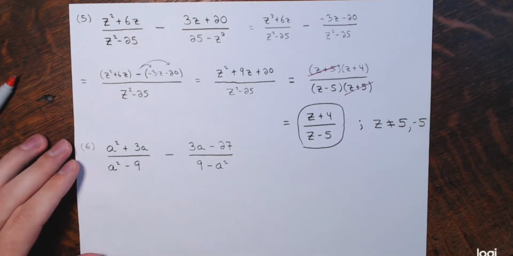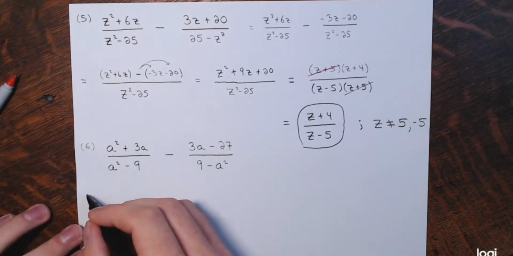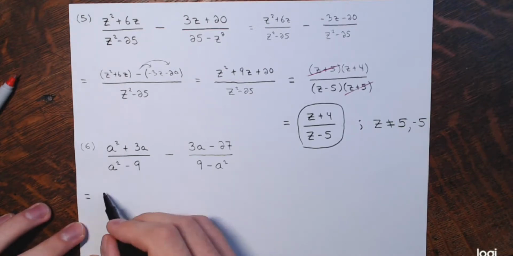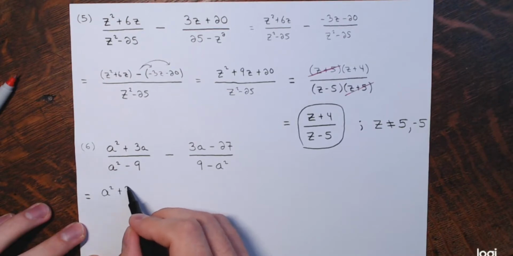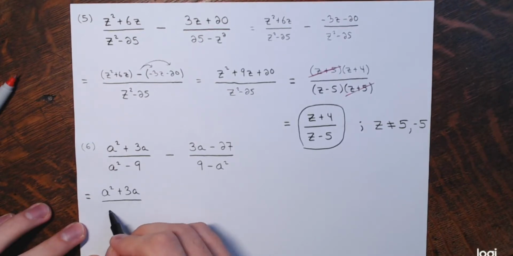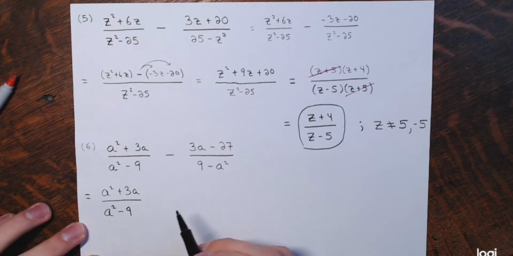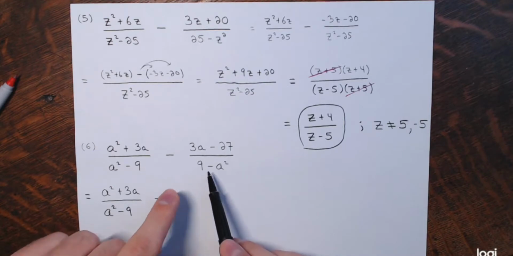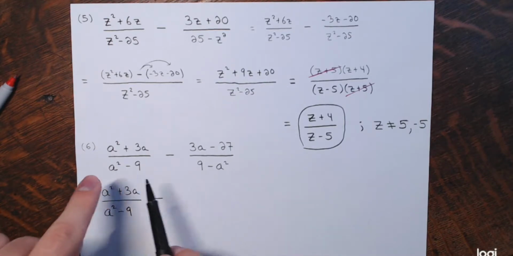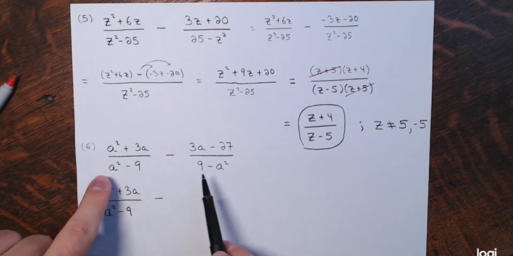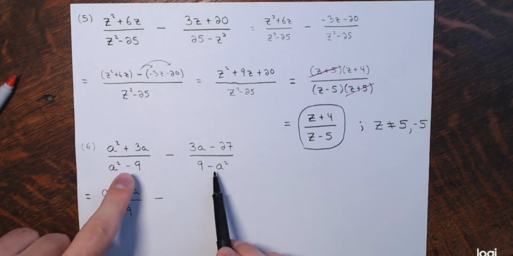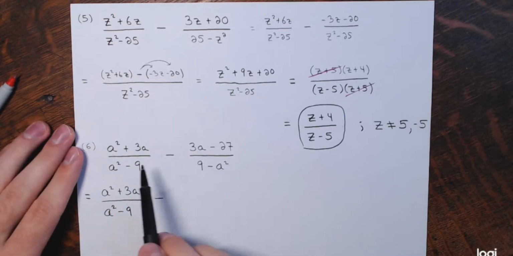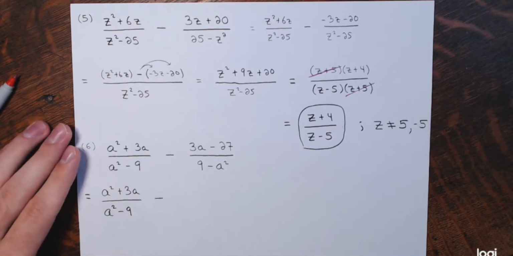Alright, number 6. Same kind of problem. So I'm going to leave, again, the first fraction the same. We have a squared plus 3a divided by a squared minus 9. And minus, and then the second fraction. Notice the denominator of this fraction is the opposite of the denominator of the first fraction. You got a squared, negative a squared, negative 9, positive 9, right? Every term in this second denominator is just the opposite of the terms of the first denominator.